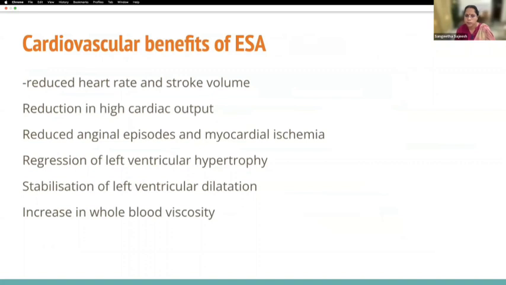So what are the benefits of ESAs? The cardiovascular benefits of ESAs are reduced heart rate and stroke volume, reduction in the high cardiac output, reduced anginal episodes and myocardial ischemia, regression of left ventricular hypertrophy, then stabilization of left ventricular dilatation, and there will be an increase in the whole blood viscosity.